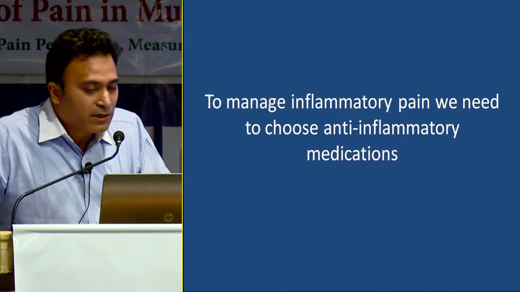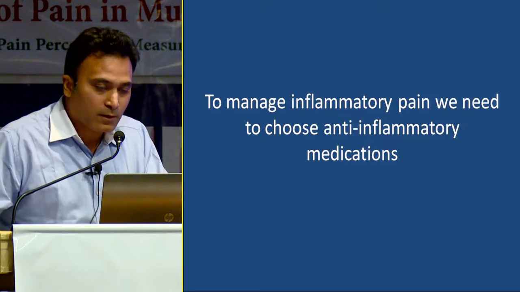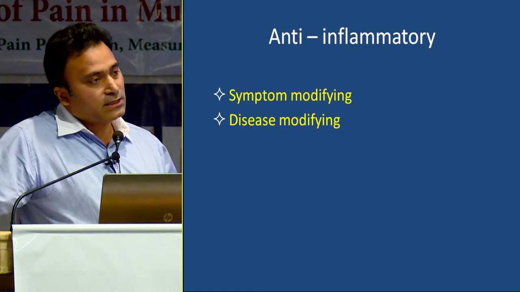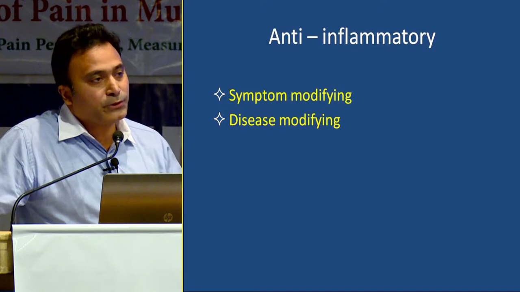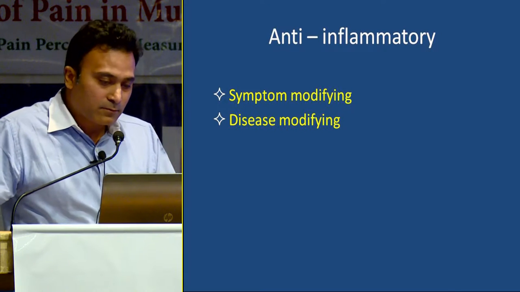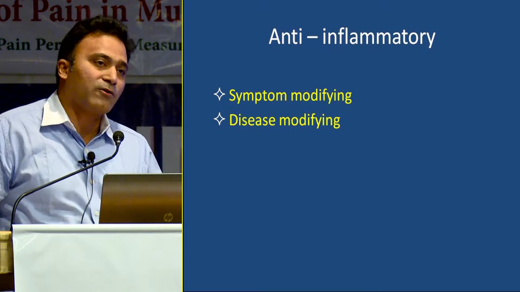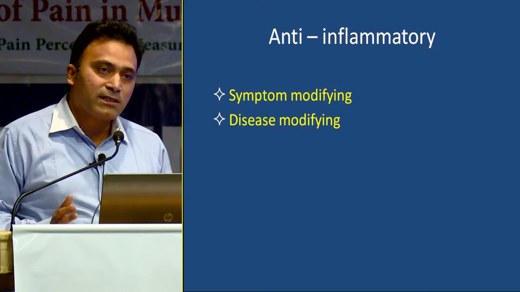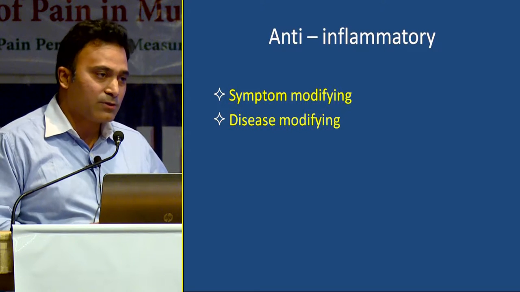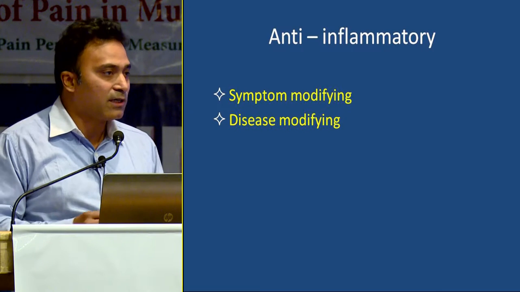To manage inflammatory pain, we need to choose proper anti-inflammatory medications. When we are talking about anti-inflammatory medications, there is an unprovoked inflammation which is going on, which is continuing, and what we are talking about now is chronic pain. Anti-inflammatory medication could be symptom modifying or it could be disease modifying, because there is an underlying disease which causes pain. So we have certain drugs which reduce the disease, in turn reducing the pain. And we have certain drugs which just reduce the pain per se, and might not affect the natural course of disease.